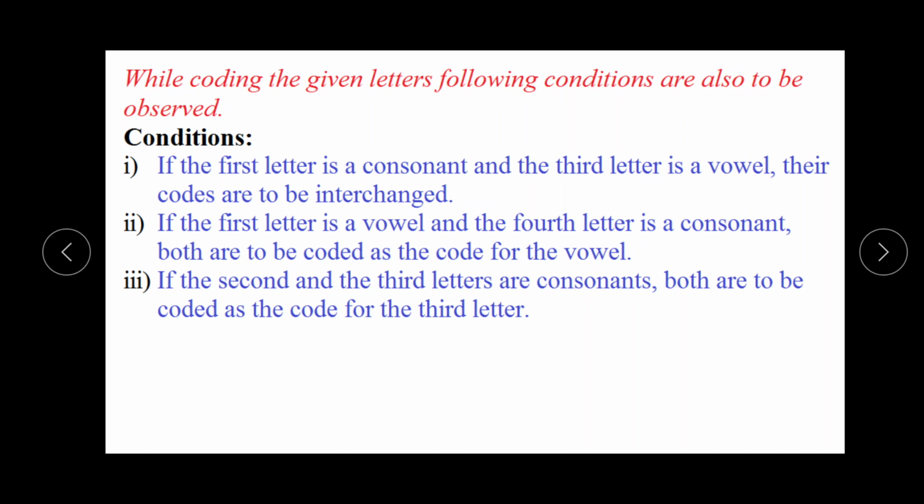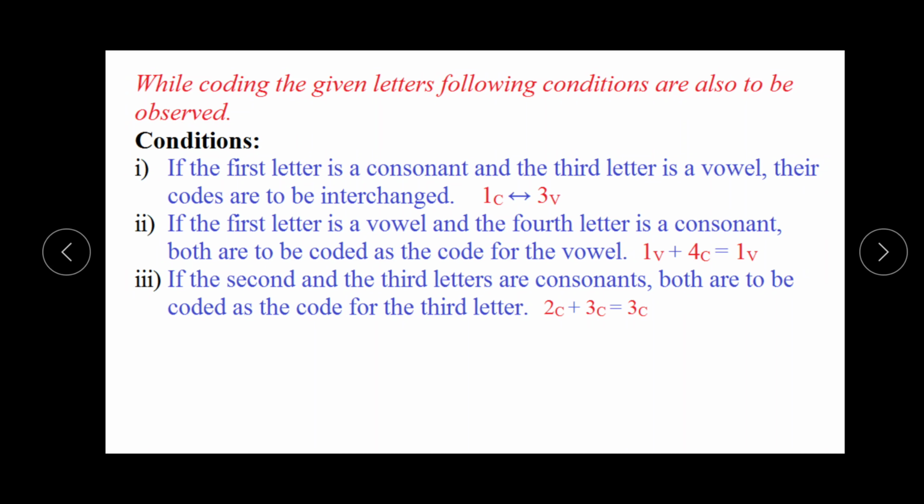But there is a problem. When we solve the question, every time we will have to read these three conditions. So what can we do to save our time? We can use these conditions in short form. How will we use them in short form? Like this. It shows that if the first position is a consonant and the third position is a vowel, their codes are to be interchanged. So this is our pattern, our motto, for how we can shorten the conditions. We can use any type of pattern for ourselves.